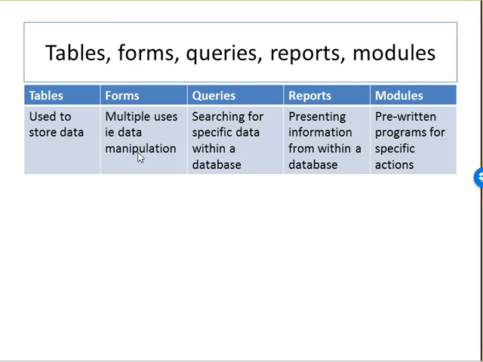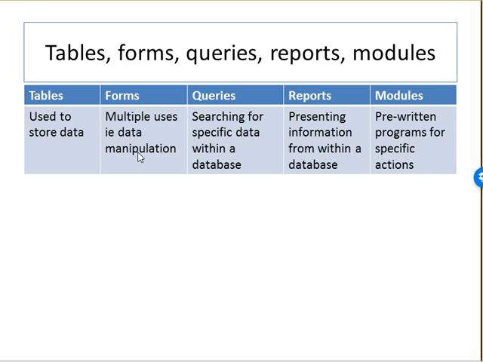Forms have multiple uses, so for example, being able to use them to set up a query, being able to look at other pieces of information, or being able to use for general access around the database. Microsoft Access software uses something like a form called a switchboard for going around different areas of a database. Queries, or as OCR likes to call it, interrogation, searching for specific data within a database. Reports are used for presenting information from a database, and modules are pre-written programs for specific actions.